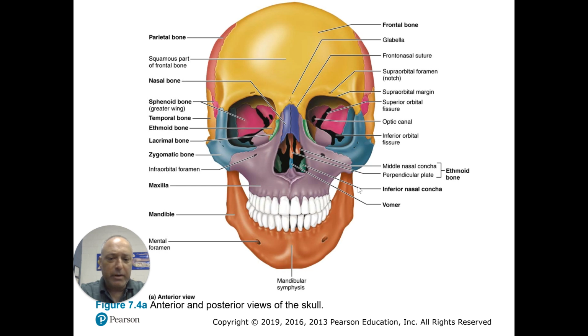In the nose, right near the inferior nasal concha is the vomer, and the vomer articulates with the ethmoid bone. The mandible is fused via a mandibular symphysis.